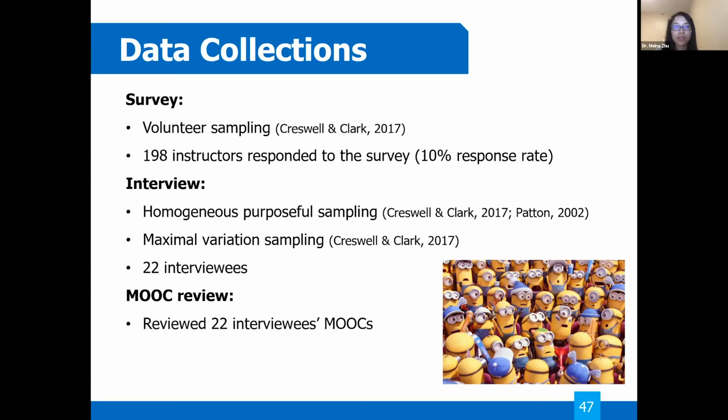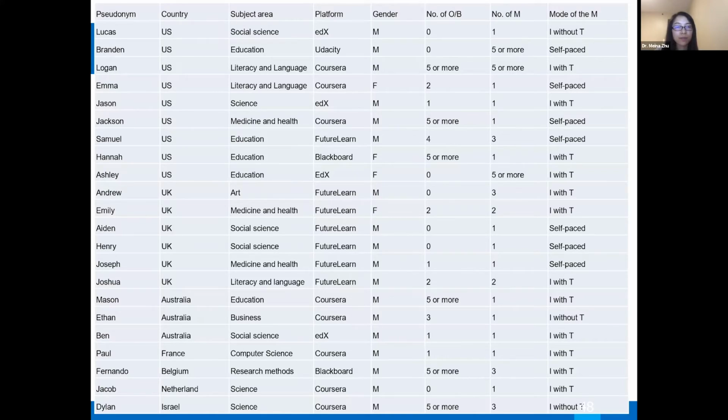So the next slide, Dr. Brown. Next slide, please. This table shows the demographic information of the 22 MOOC instructors. They are from different countries in North America, Australia, and Europe. And they teach different courses like social science, medicine, and health. The courses were provided on different platforms like Blackboard, FutureLearn, Coursera, etc. So this is the detailed information of the MOOC instructors.